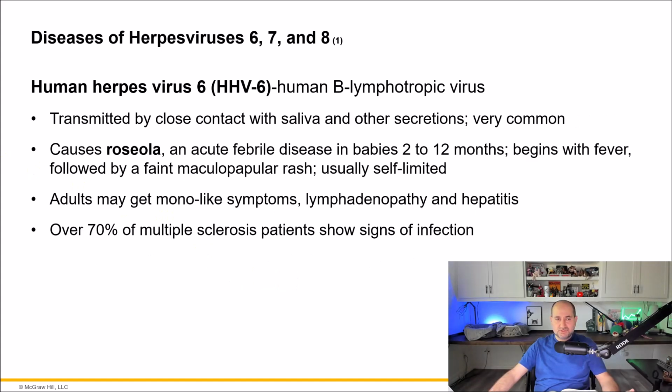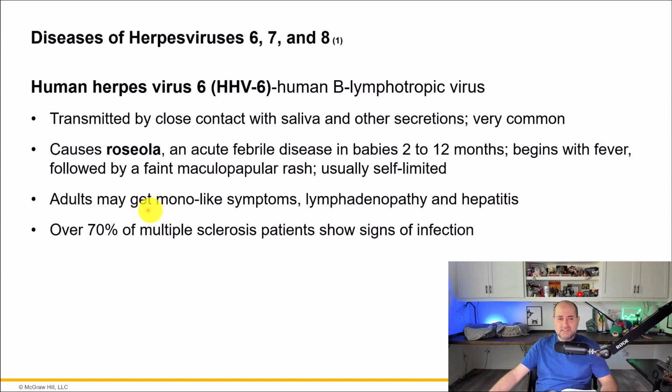All right, moving on to more herpes viruses, 6, 7, and 8. Let's talk about herpes virus 6, also known as human B lymphotropic virus. It's transmitted by close contact with saliva and other secretions. It's very common, and it causes roseola, an acute febrile disease in babies 2 to 12 months old, beginning with a fever, followed by a faint maculopapular rash, usually self-limited. It clears on its own.